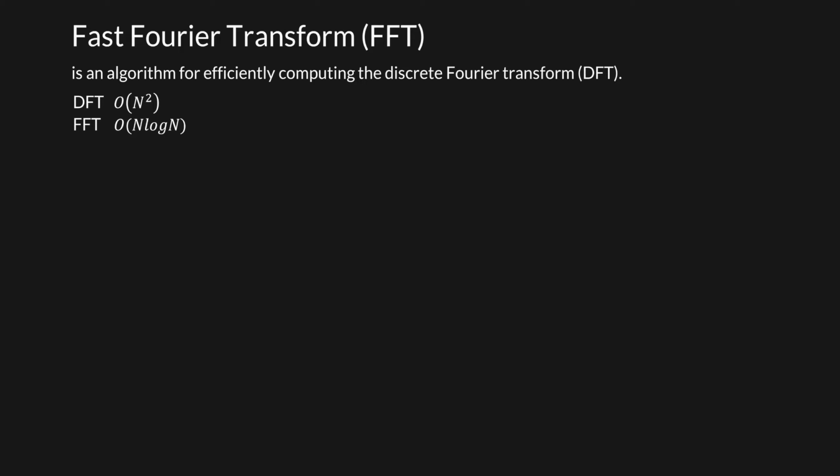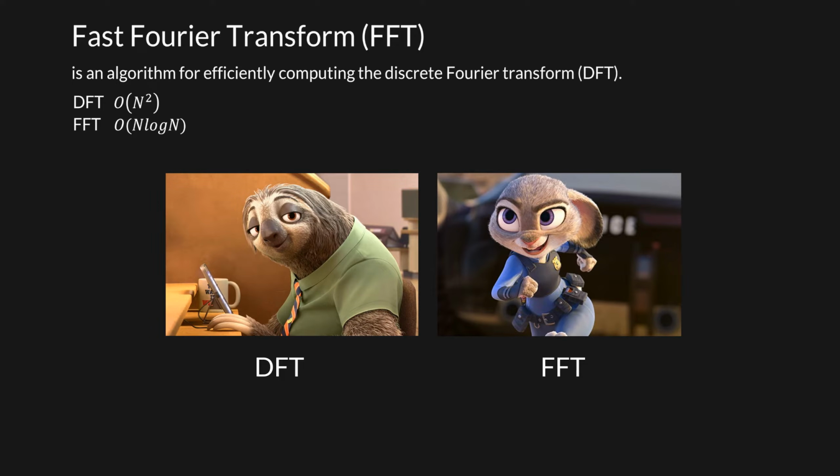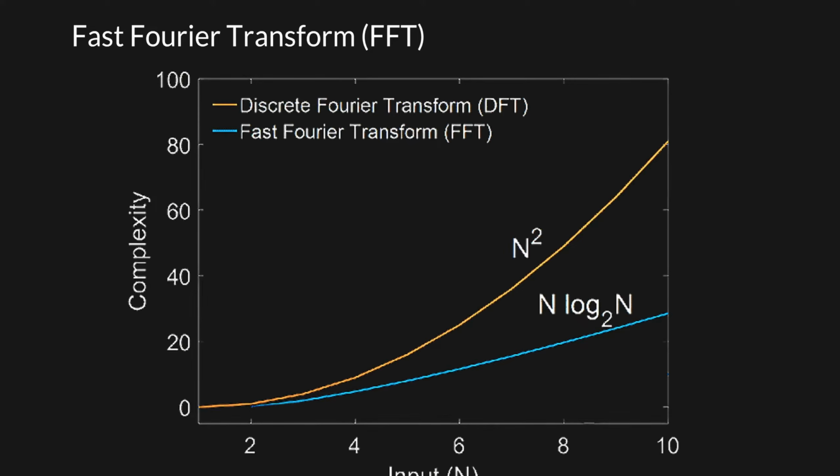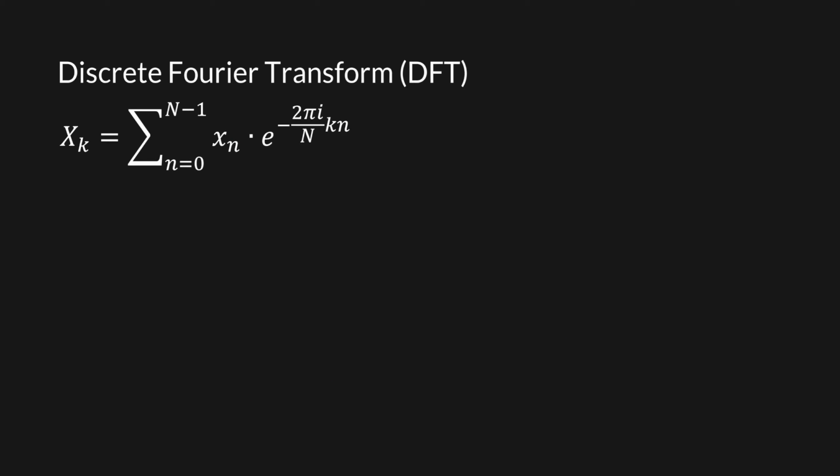Why do we choose FFT instead of DFT? DFT takes n squared time, while FFT is faster with n log n time complexity. As illustrated in the graph, the growth rate of n log n is significantly slower than n squared, especially with higher n input value. This is the formula of DFT derived from Fourier transform and Fourier series.